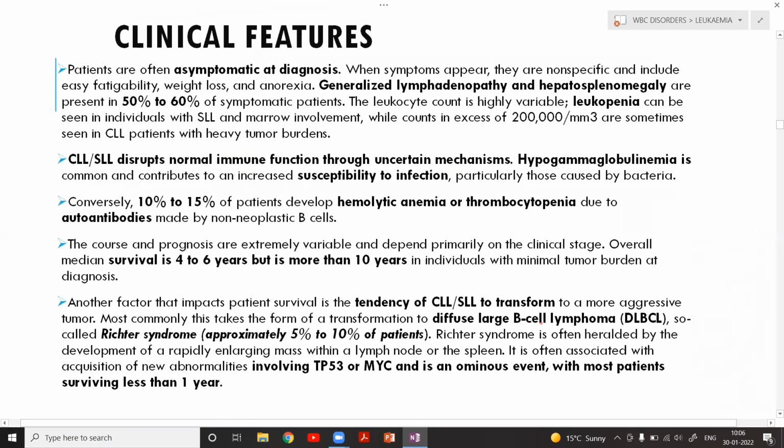So clinically, patients are asymptomatic at diagnosis. Like any lymphoma, remember, non-specific signs and symptoms, for example, the patient develops anemia or cytopenia. So easy fatigability, weight loss, anorexia can be there. In the course of time, generalized lymphadenopathy with hepatosplenomegaly will be present in 50 to 60% of the patients. Remember, the counts are not very high. Usually the counts look like the normal count only, or maybe around 30,000, 40,000. Sometimes leukopenia might be there. So the count is quite variable and it is not a deciding factor.